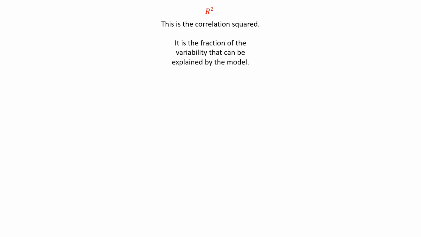R squared. Oh, I didn't fade that in at all. I'm slipping. R squared. So R squared, first of all, it's the correlation squared. That's all it is. Secondly, it's the fraction of the variability that can be explained by the model.